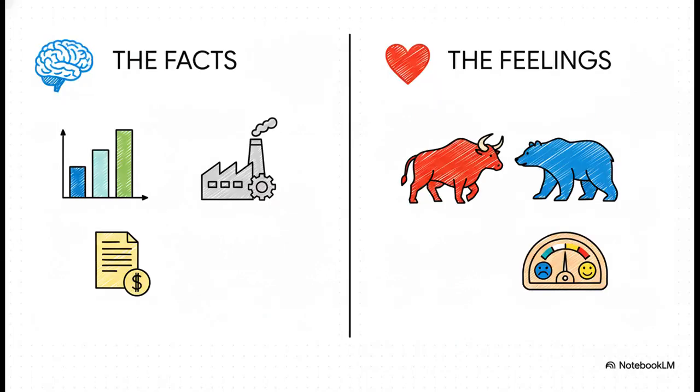And this slide just lays it out perfectly, doesn't it? On one side, you've got the facts. Those are the economic indicators that give us the underlying motive for why the market is moving. And on the other side, you've got the feelings. That's market sentiment, which tells us all about the mood of the crowd. You really need to understand both to solve the case.